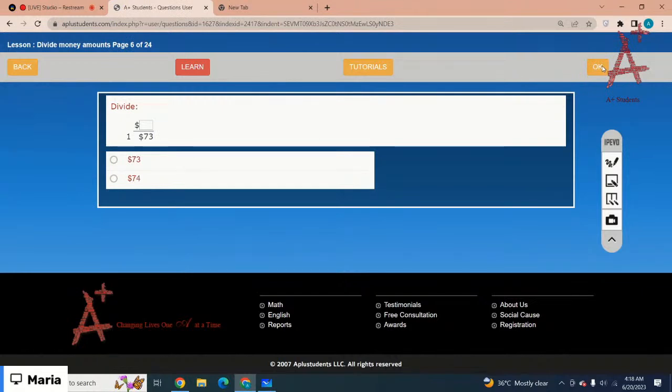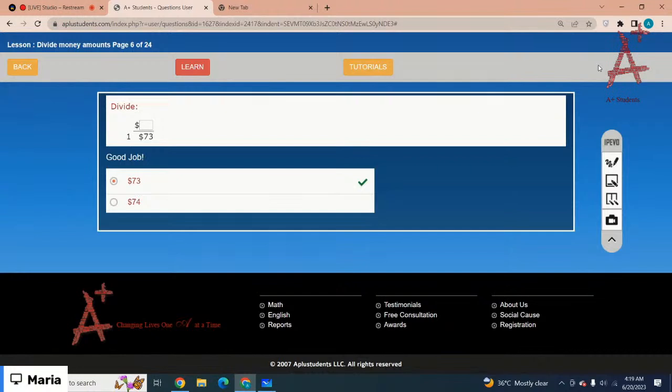Okay, you have to divide 73 by 1. 1 times what number makes 73? One times 73 makes 73. Got it? That would be 73. Very good.